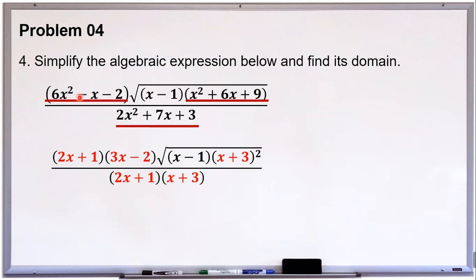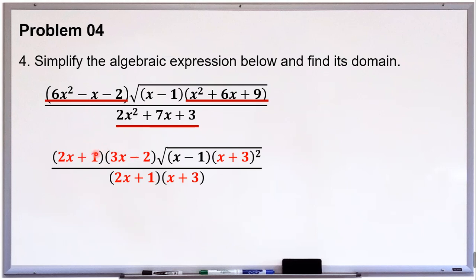Now to get the middle term, which is negative x, simply add the product of the inner terms and the outer terms. So the inner terms are 1 and 3x, so the product is 3x. Then the outer terms, the product of the outer terms are 2x times negative 2, that's negative 4x. So combine negative 4x and 3x, the result is negative x.